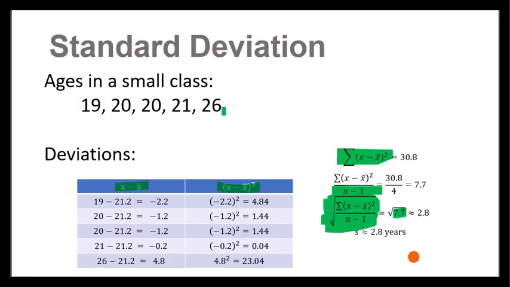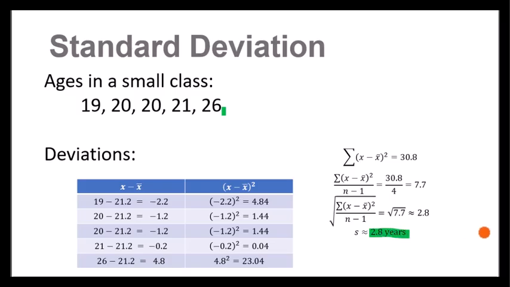Now, by taking the square root, we're kind of undoing the squaring that we did in this previous step, and that kind of rescales the differences back down to their normal size. So what exactly is the standard deviation giving us? We can think of this as sort of the average deviation of data values in the data set.